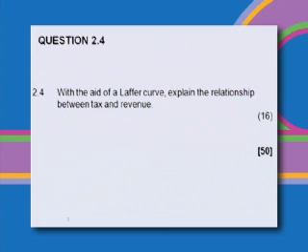All right, we move right along to question 2.4. With the aid of a Laffer curve, you need to explain the relationship between tax and revenue. In the question itself, it tells us exactly what we need to do. We need to be able to explain the relationship between tax and revenue.